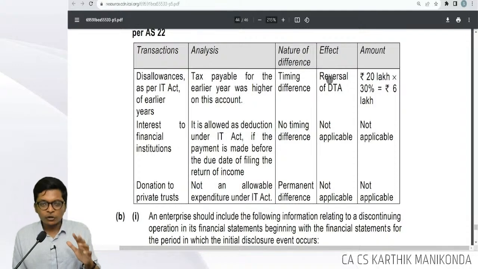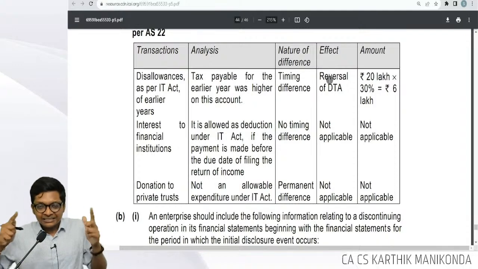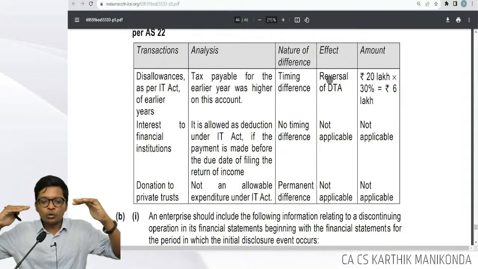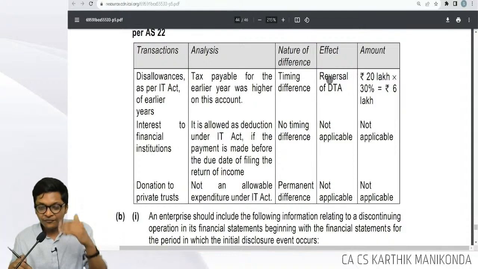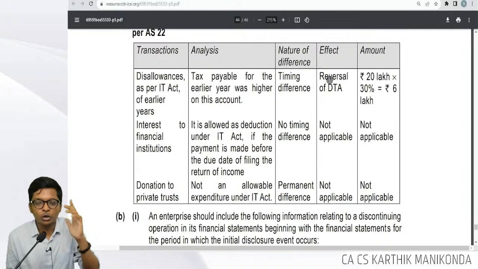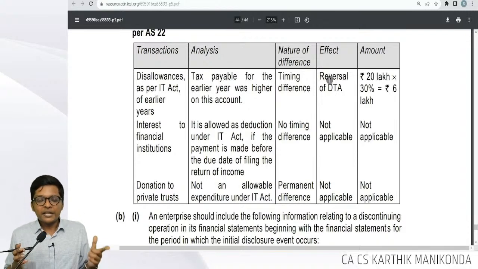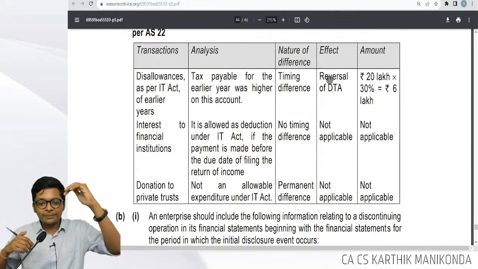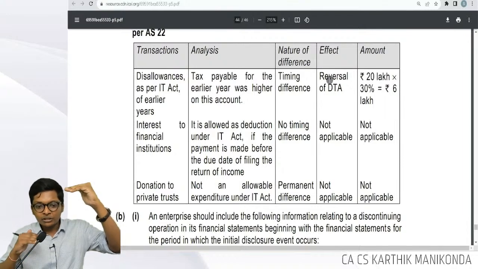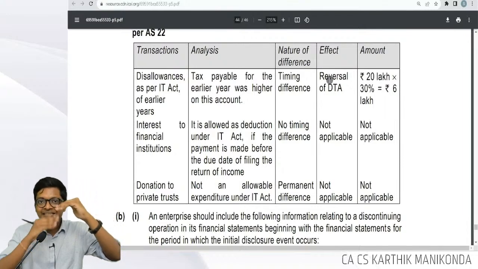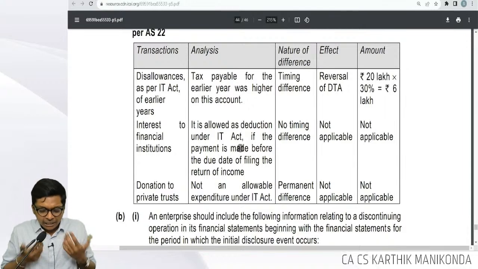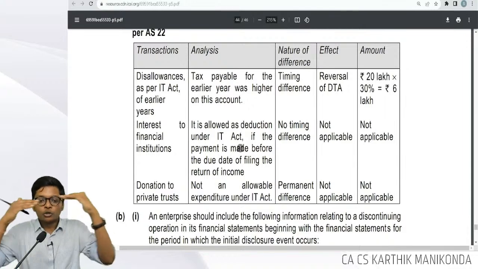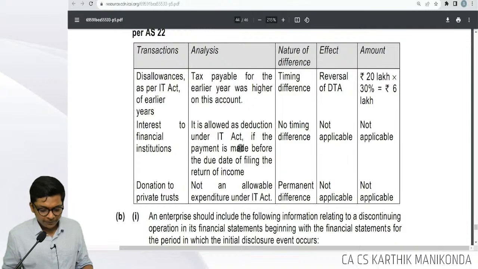Second case, interest on financial institution allowed as per 43B. If you pay before due date, in both cases if it is allowed, tax and accounting profit will be same. Therefore, not applicable, no impact, no difference. But if it is not allowed in income tax, it will be high in tax and low in books, again I have to increase, then deferred tax. Here it is allowed because it's paid before due date, so both profits are same, so not applicable.